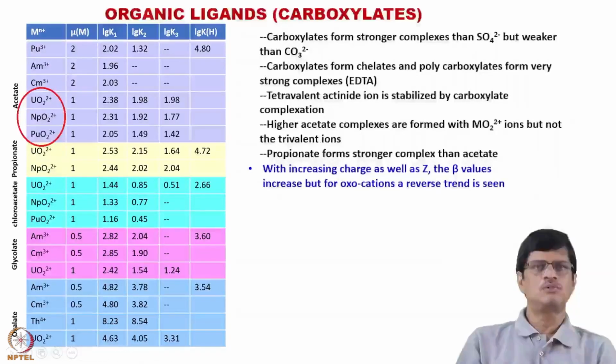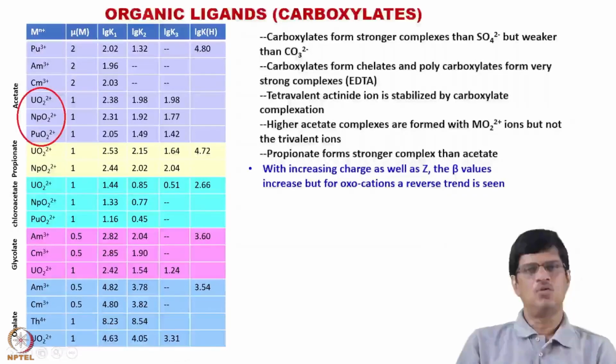And also, when we have the monochloroacetate, in that case the log K1 values are lower than that of acetate. That is because of the chlorine atom, which is an electron withdrawing group, and because of that the complex formation constants also become slightly lower. You can see from 2.38 for acetate, with monochloroacetate it has become 1.44 for uranyl ion under the same condition of ionic strength.